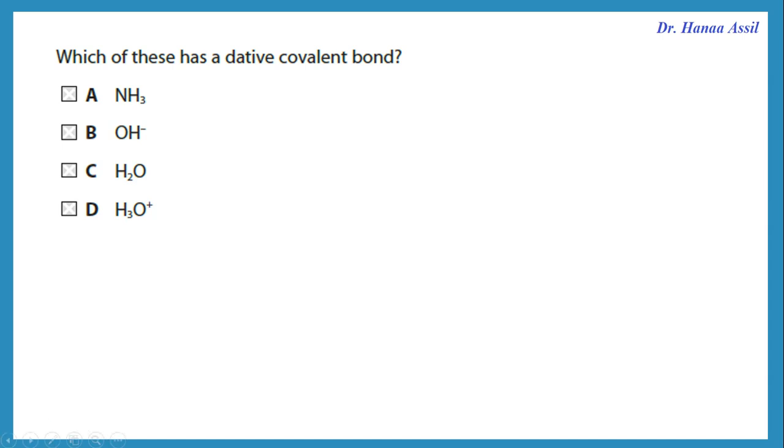Then, which of these has a dative covalent bond? Remember, we said dative covalent bond means both bonding electrons come from the same atom. The electrons that are being shared come from the same atom. So ammonia, as it is, does it have a dative covalent bond? No. The bonds are all normal covalent bonds, in which the shared electrons come one from each atom.